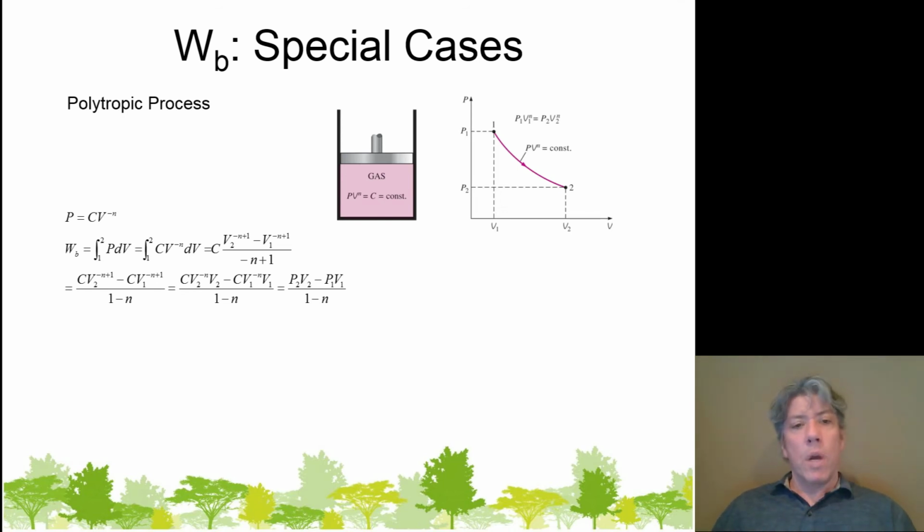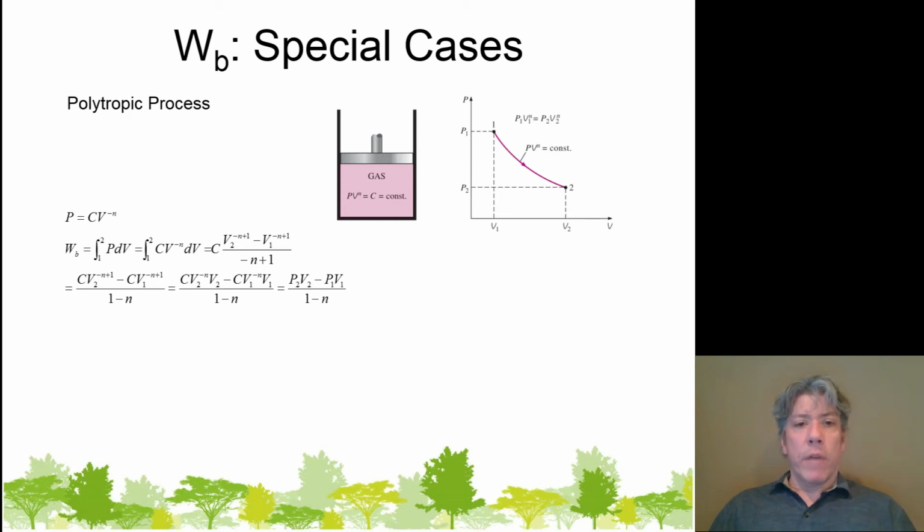So what do we do? Well, you just add 1 to the exponent, right? You evaluate at the limits adding 1 to the exponent. So it's V2 to the negative n plus 1 minus V1 to the negative n plus 1, divided by the exponent, right, which is negative n plus 1. This is just calculus.